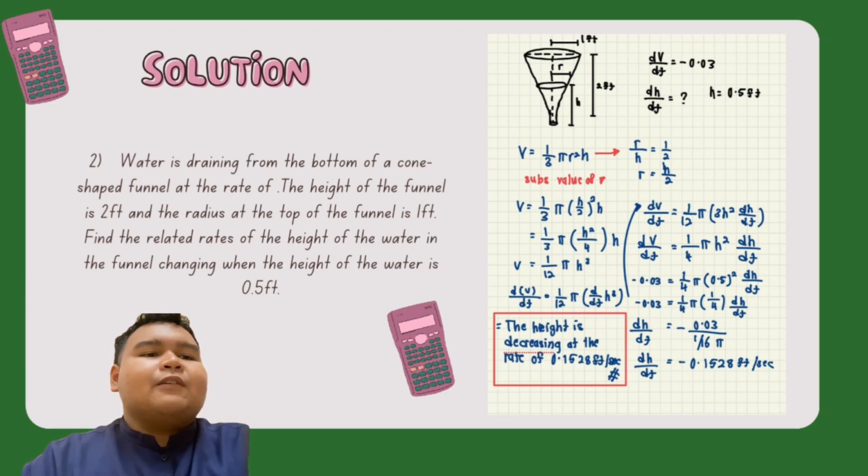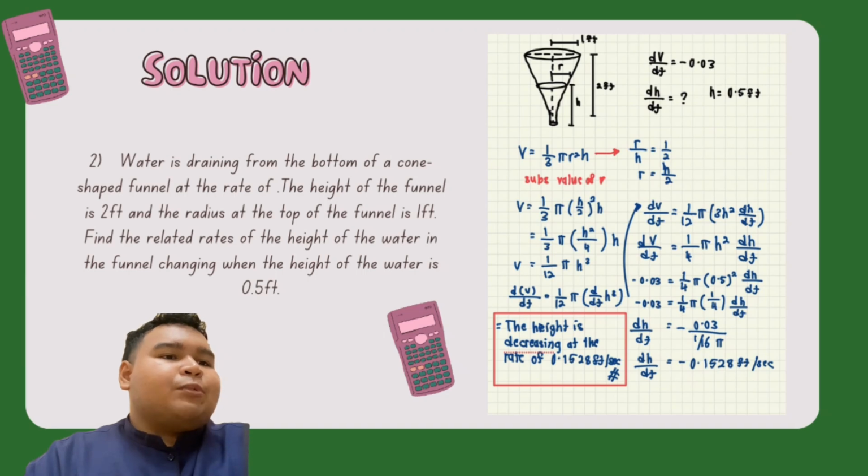And it's going to be V equals 1 over 12 pi h cubed. Now we can continue with differentiation of the formula. It's going to be dV over dt equals 1 over 4 pi h squared dh over dt. Next, we can substitute the value of dV over dt and the height of the water from the question. The equation is going to be negative 0.03 equals 1 over 4 pi times 1 over 4 times dh over dt.